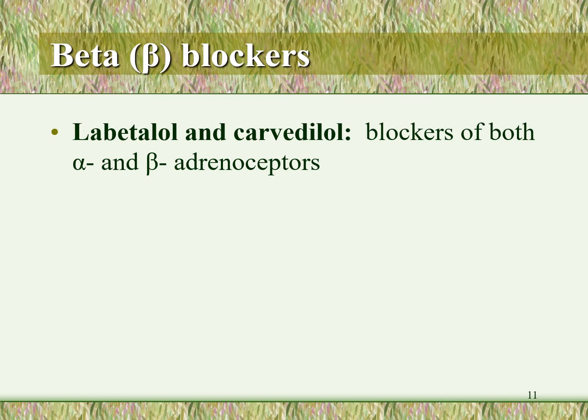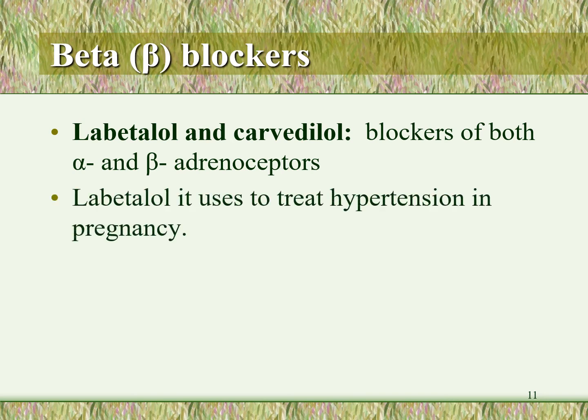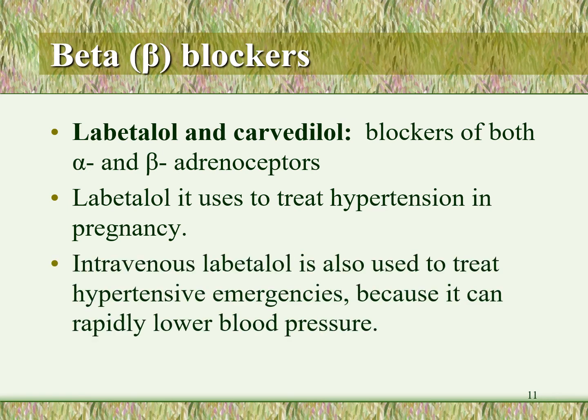We have labetalol and carvedilol. These two drugs block both alpha and beta receptors. Labetalol is used to treat hypertension in pregnancy because it can be used safely in pregnancy. Also, labetalol can be used for treatment of hypertensive emergencies because it's rapidly acting. It can also be given intravenously. Labetalol is used to treat hypertensive emergencies because it can rapidly lower the blood pressure.